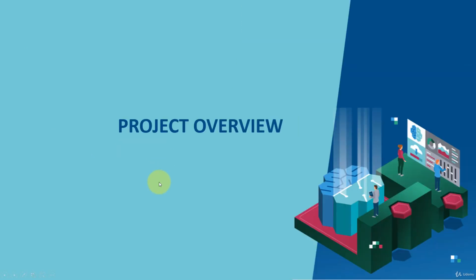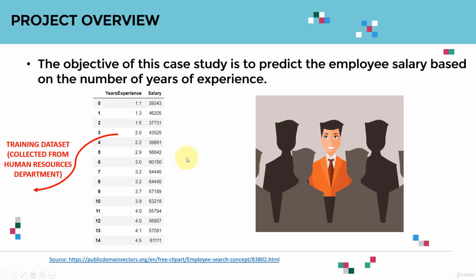All right, so first let's start with the project overview. In this project, the objective is to predict the employee salary based on the number of years of experience. Please note that this project is extremely simple and it's made intentionally in this way because SageMaker has a lot of ins and outs, a lot of details in it. So I just thought of providing you with a very simple case study in the beginning.